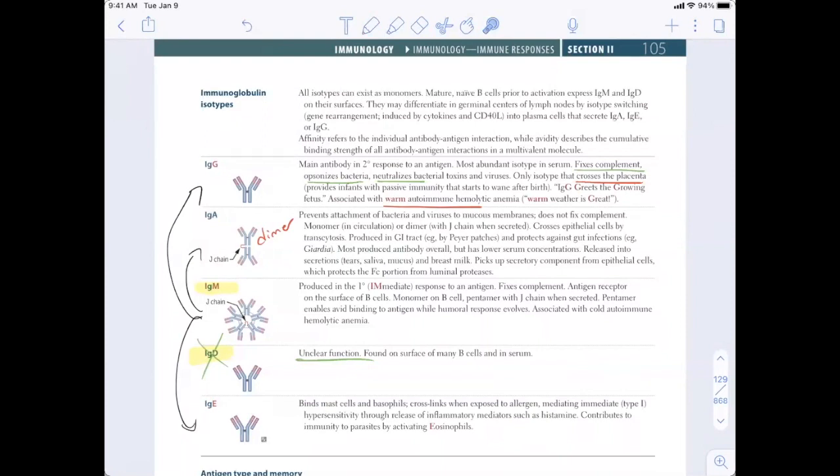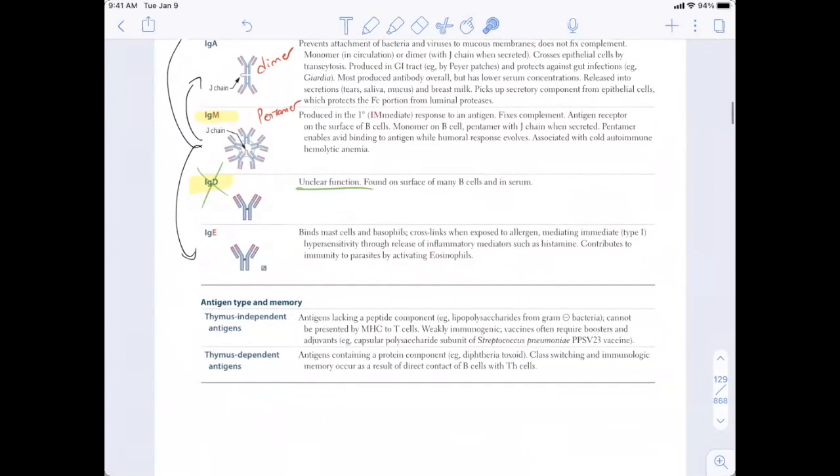Also remember that your IgM is a pentamer, which means 5 of them go together. So when it gets secreted, it's a pentamer, which means 5. Those are the only ones that do any kind of grouping. The other ones are just the way they are. So IgA, dimer; IgM, pentamer.